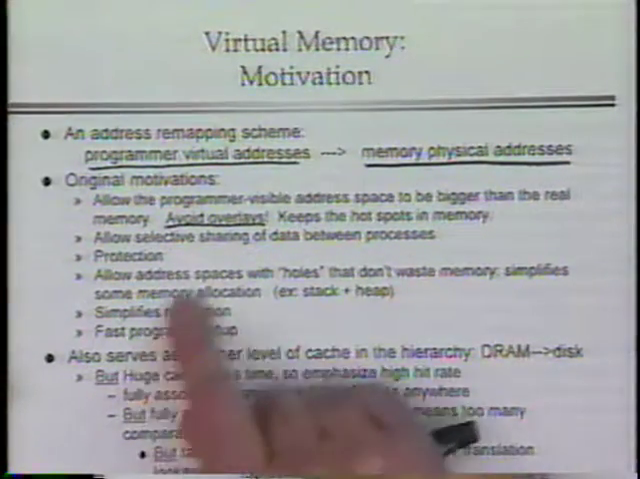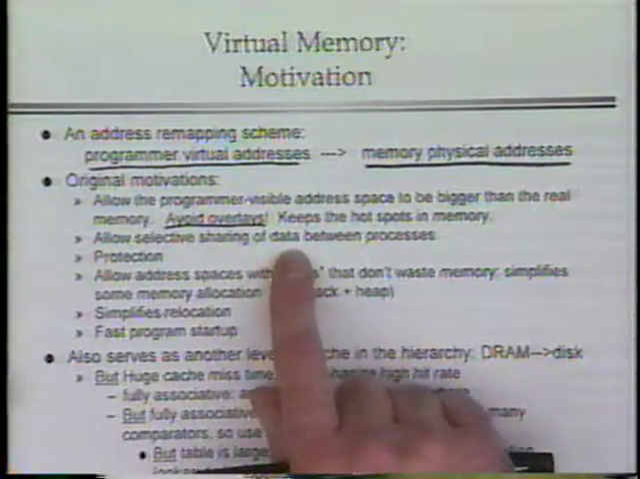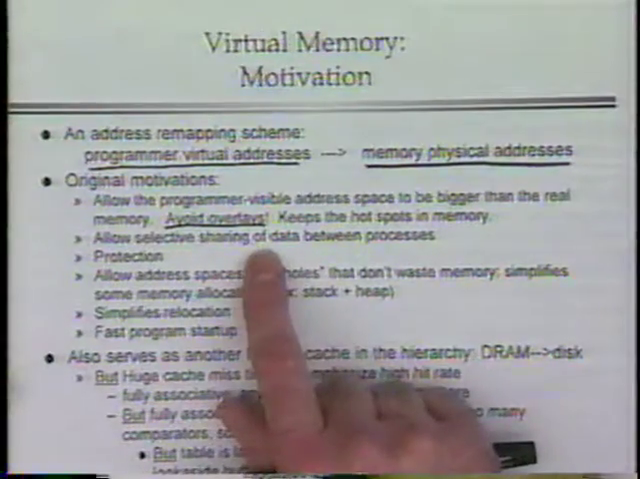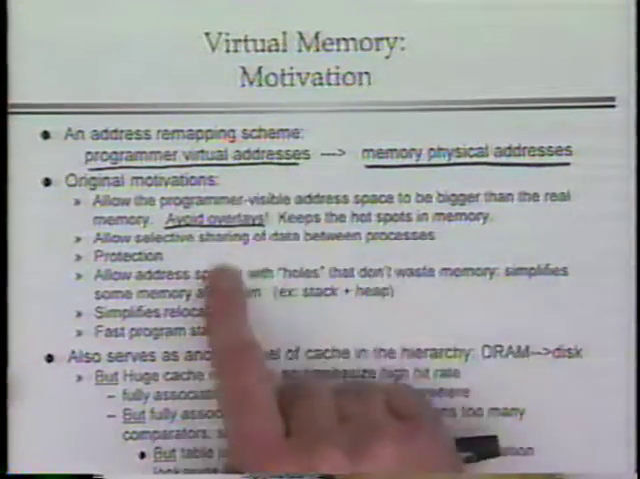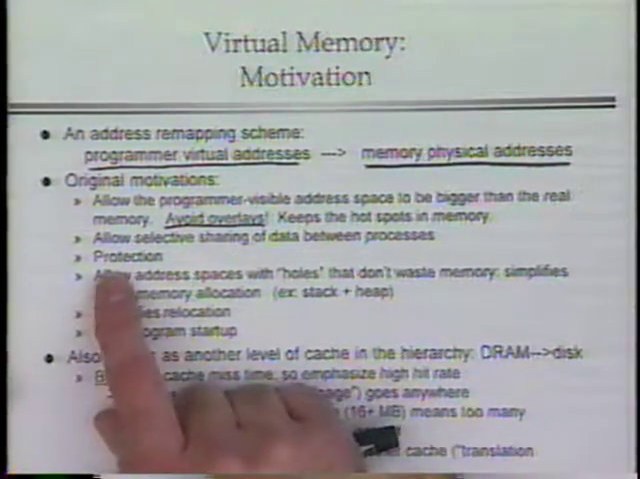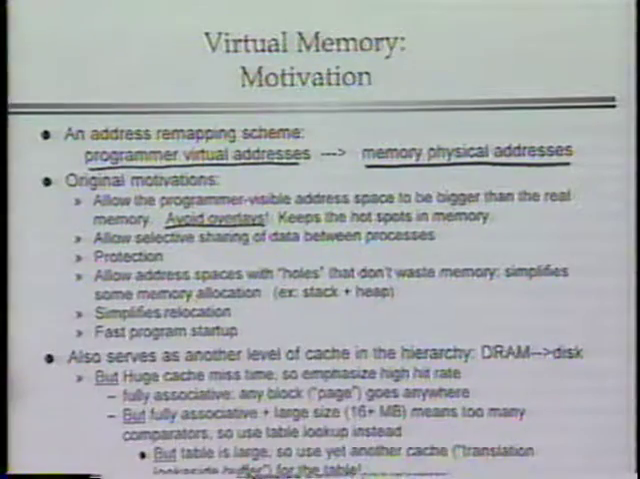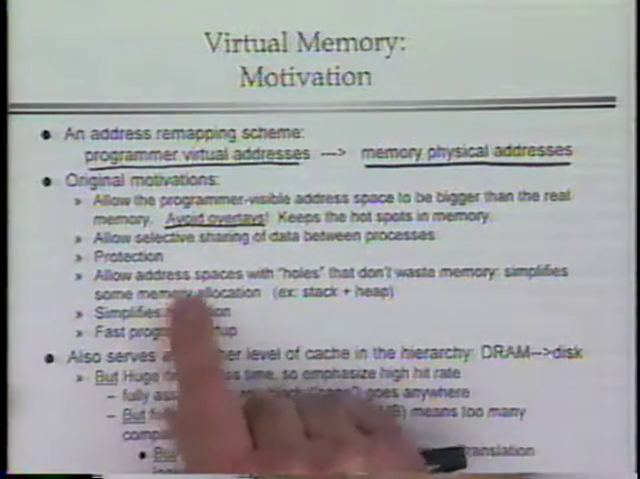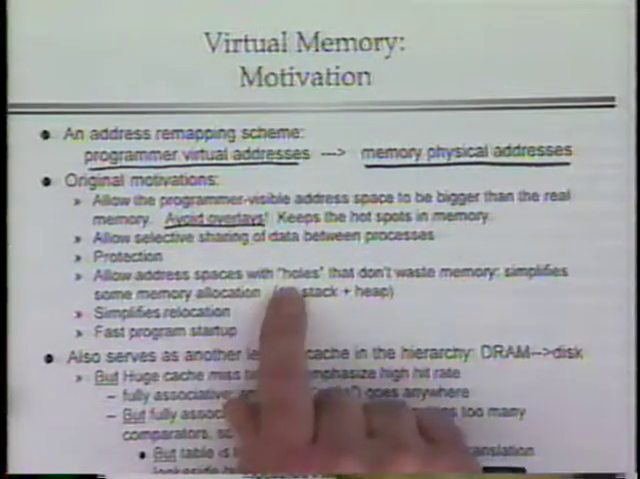It has a bunch of other advantages. It allows selective sharing of data between processes. We'll see that in a second, because processes are talking to virtual addresses that get mapped into physical addresses. It allows you to protect data from the program, and data differently for different programs. It allows you, without feeling guilty about it, to put big holes in your address space.